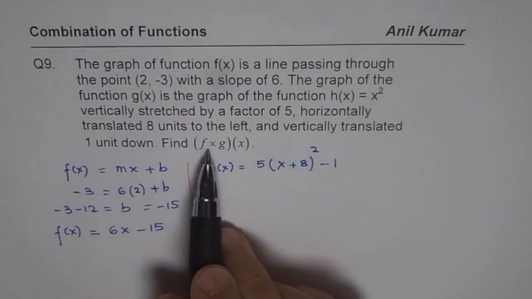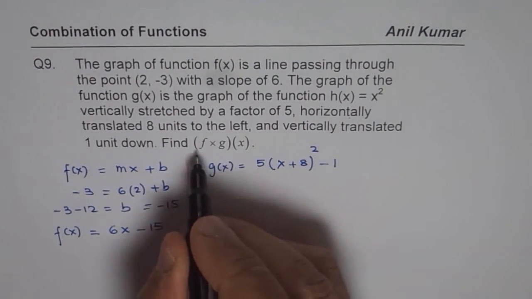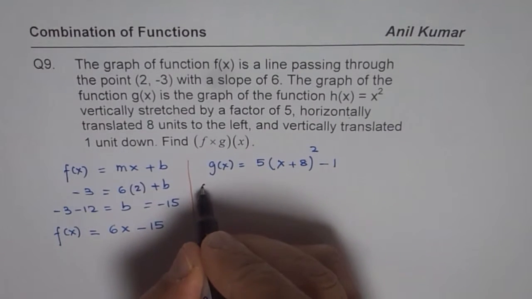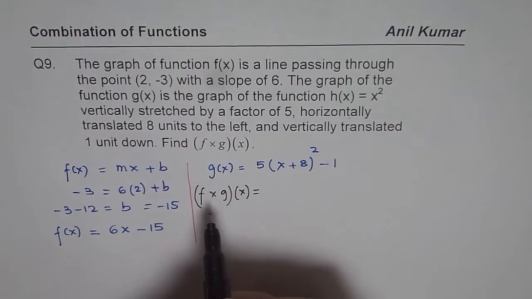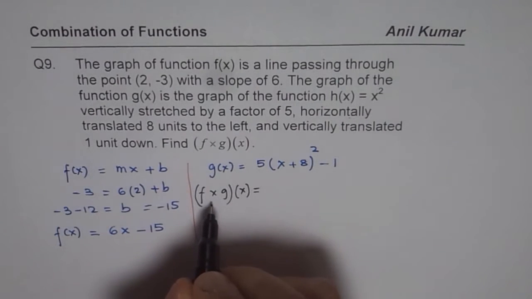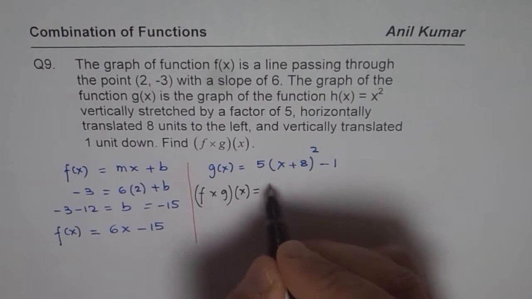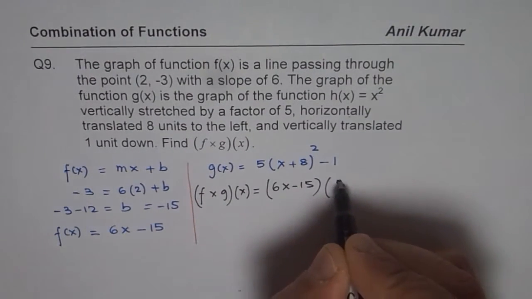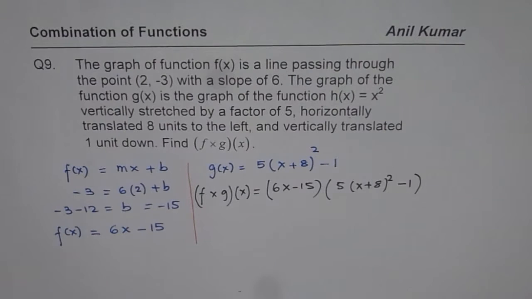Now we need to write f times g of x, the product of f and g. So now we need to write the combination of the function, the product of these two functions. This is how we have to read it: f times g of x. So we need to do the product of these two functions, which is going to be function f of x, 6x minus 15, times g of x, which is 5 times (x plus 8) whole squared minus 1, correct? So that becomes your product of the two functions. So that is how you're going to solve it.